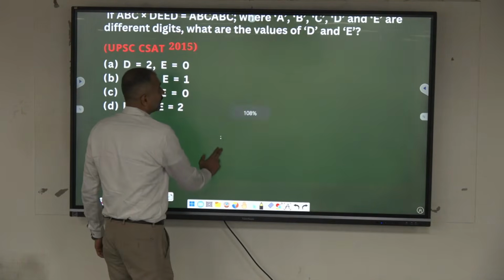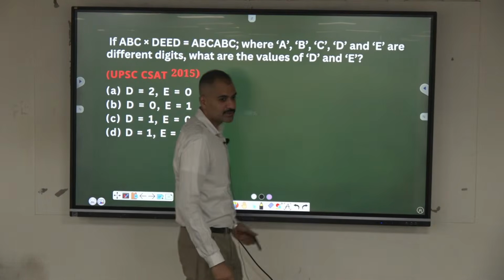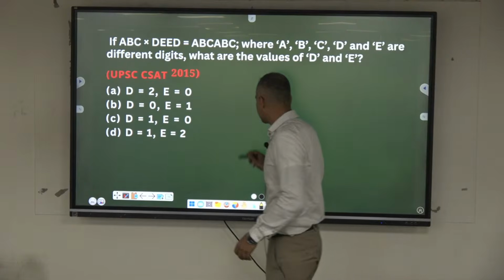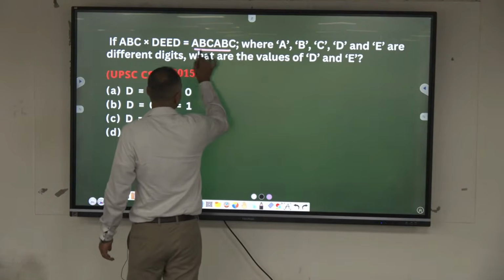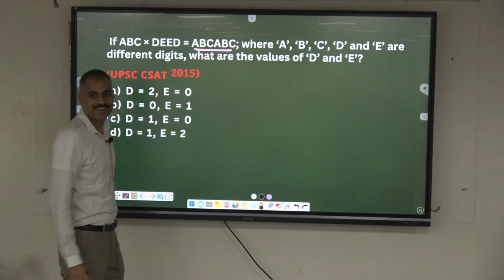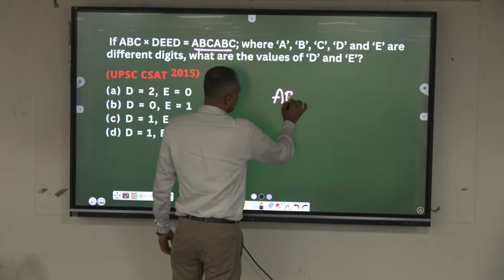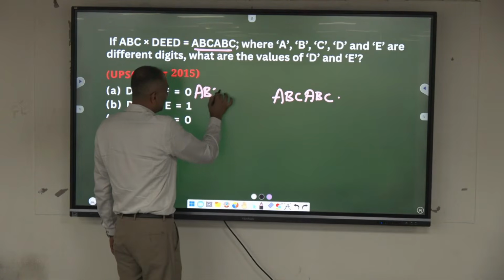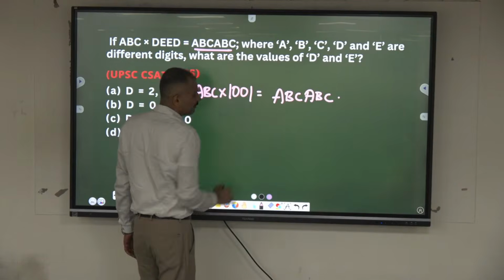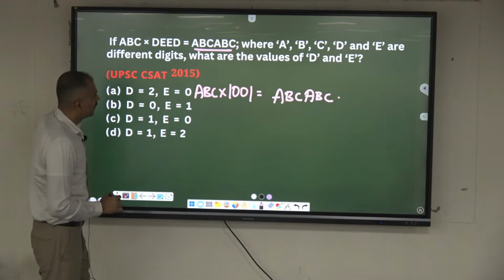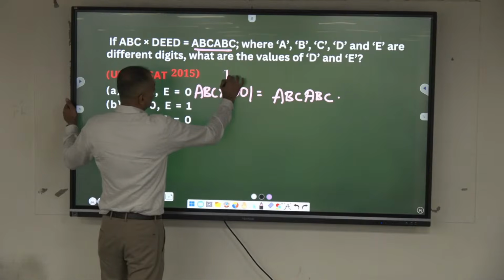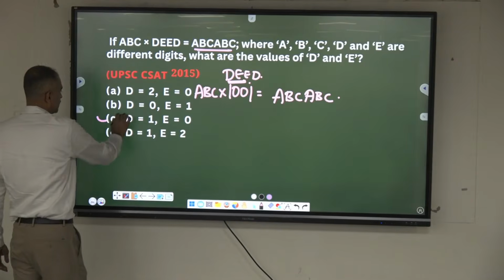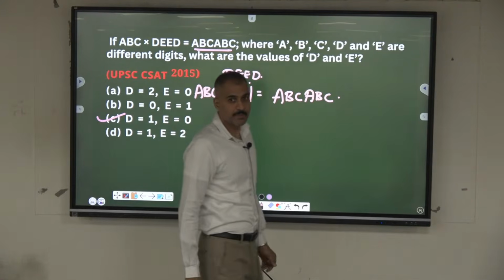Last class also we have done these calculations. ABC form. How do we get this ABC? When I take ABC and multiply by 1001. Remember 7, 11, 13. So 1001. D and D are what? 1 and 0. Option C.